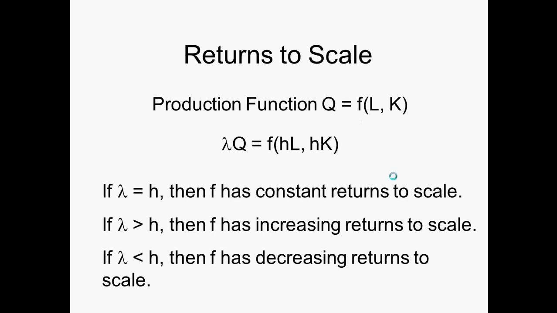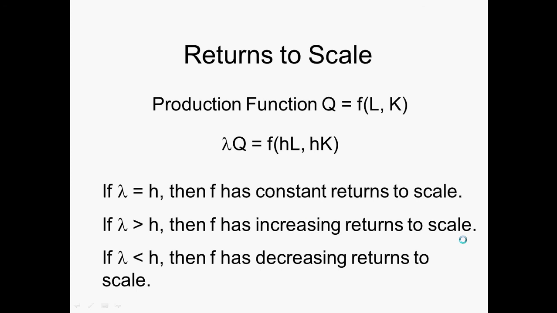Okay, returns to scale. This is the idea that if you increase both inputs, in fact, by the same proportion, maybe you think intuitively that the output should increase by that same proportion as well. And sometimes that's true, but not always. You can have constant returns to scale, so that's if these two are equal.